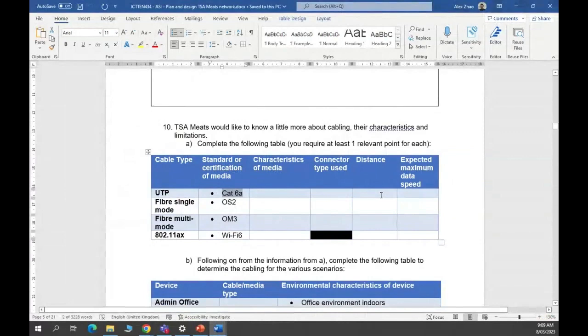The distance is pretty easy. All twisted pair is 100 meters, isn't it? And the connector type for twisted pair is the RJ45. The characteristics of this media is that it's copper, and it's susceptible to interference, like we talked about during the lesson, electromagnetic interference. All right, so this one's pretty easy.